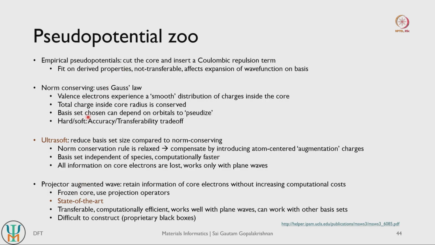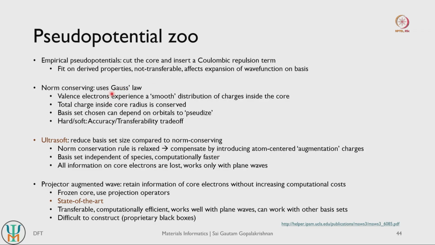In the modern era, these three potentials are still used. Out of these, norm conserving is the oldest in terms of its formulation, and it can be a little bit more computationally heavy. So the main idea behind norm conserving pseudo potentials is that it uses Gauss's law. Gauss's law states that when you have a sphere, right, a spherical distribution of charges, it doesn't matter how the charges are actually distributed within the sphere, all the charges outside the sphere only see an effective charge, right.